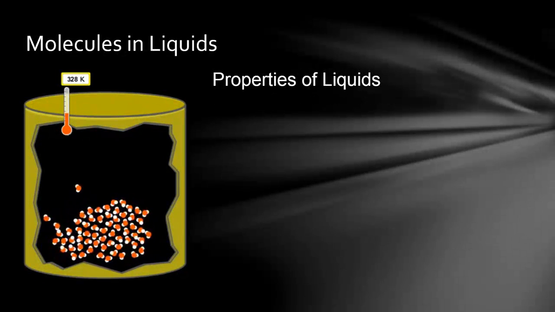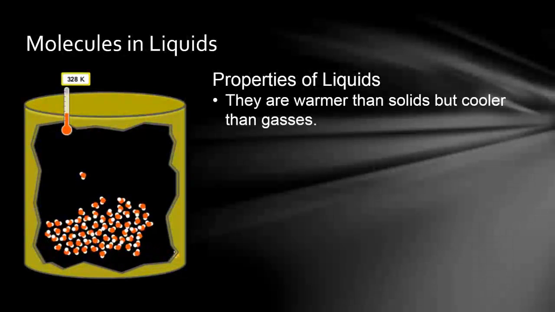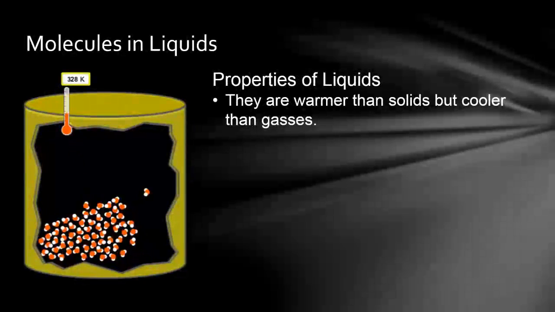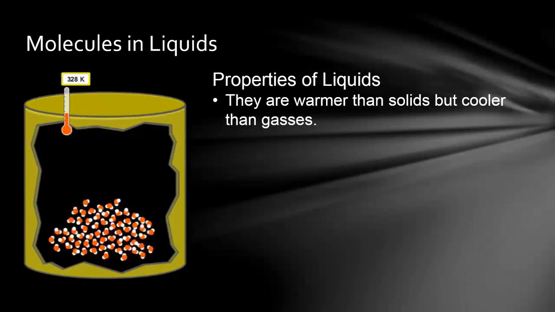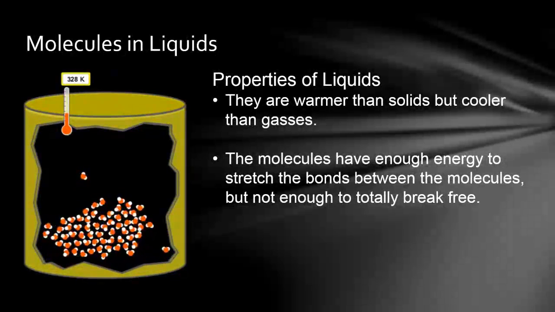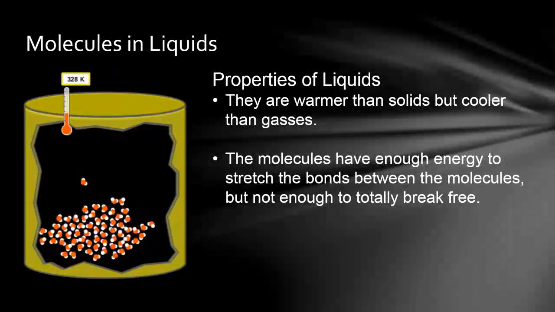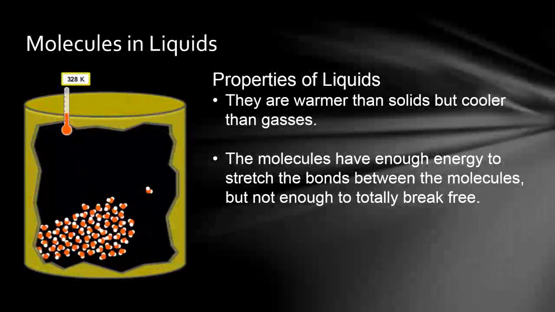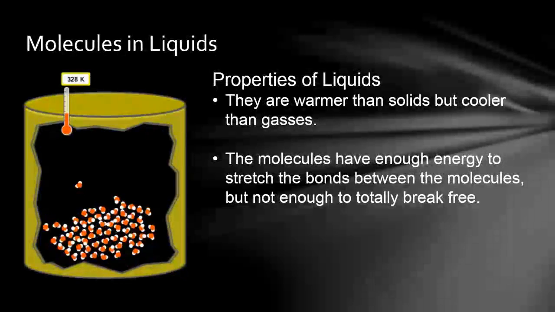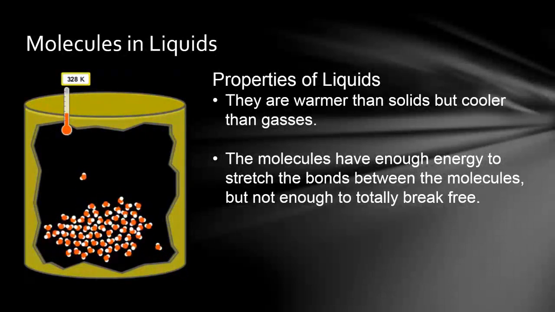Properties of liquids. Liquids are warmer than solids but cooler than gases. They're more like the transition phase between solids and gases. The molecules have enough energy to weaken the bonds between other molecules, but not enough to totally break free. Notice how the white hydrogens are no longer attracted to the orange oxygens. They are allowed to bounce around.